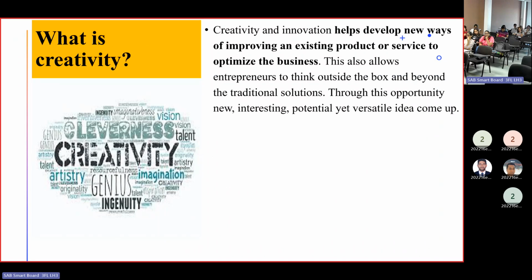So what is creativity? Creativity in innovation helps develop new ways of improving an existing product. Underline the words existing product, not new product, or services, to optimize the business. This also allows entrepreneurs to think outside the box and beyond the traditional solution. Crisis is opportunity. SLT, what do they call the customer service? Call center. It's another innovation.